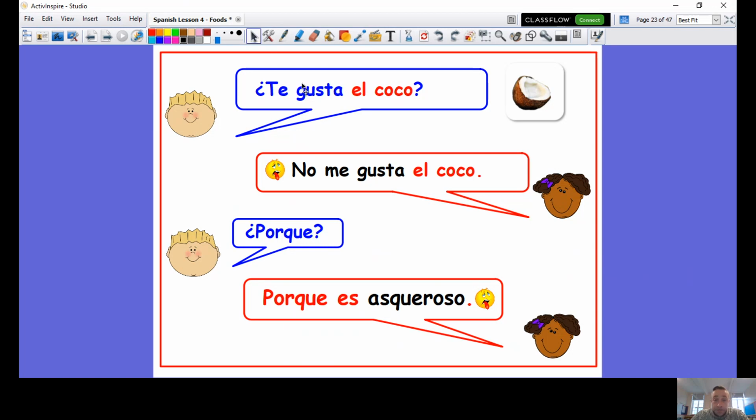We also had a look at this conversation last week where the boy said, ¿te gusta el coco? Do you like coconuts? And the girl had a negative response. She said, no me gusta el coco. Something, something, coconuts. What does no me gusta mean? I don't like coconuts. So the boy said, ¿por qué? Why? And she said, porque es, because it is, asqueroso. Ooh, asqueroso. What does asqueroso mean?